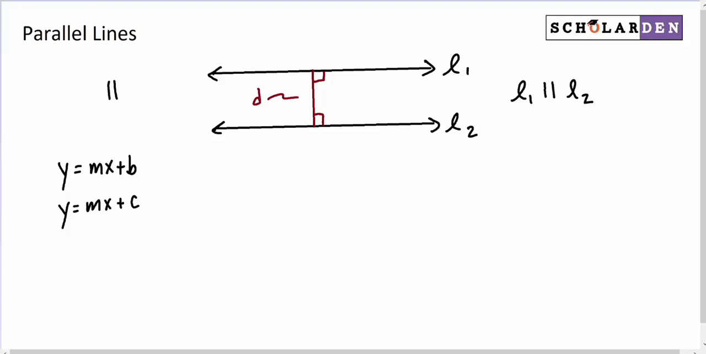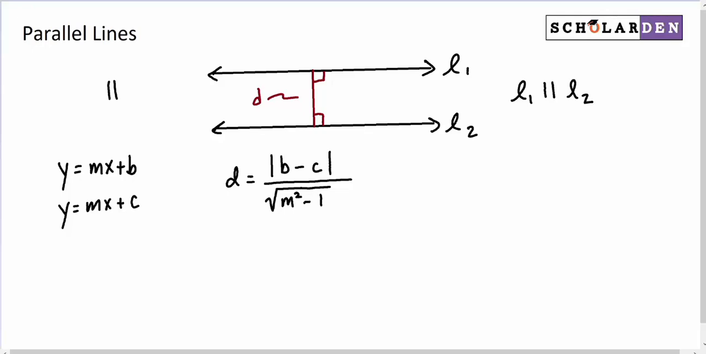So the formula for the distance between those two lines is the distance equals the absolute value of b minus c over the square root of the slope squared minus 1.